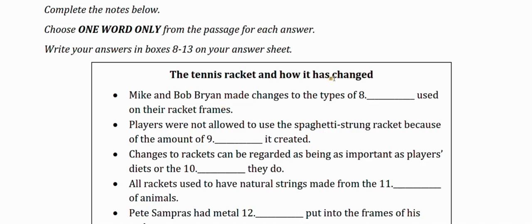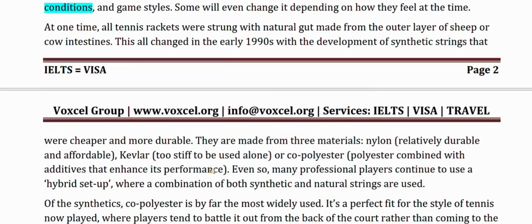The tennis racket and how it has changed. So this is our heading, Mike and Bob Bryan. So we know in which paragraph it is written. Made changes to the types of, so we have to find the changes to the types of something used on their racket frames. So we need to find what they have changed on their racket frames. Okay, racket frames, these words are given, so we cannot say types of frame. It should be something on their racket frame they have changed, maybe the design or something like that. Let's see what they have changed on their racket frames.